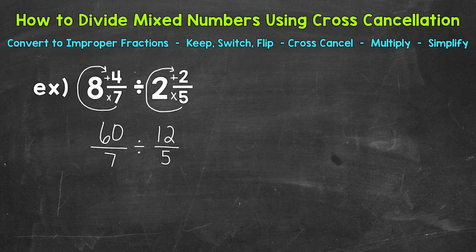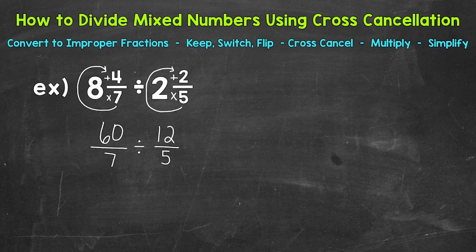One thing I do want to mention before moving forward, these improper fractions are equivalent to the mixed numbers. So 60/7 is equivalent to 8 and 4/7. 12/5 is equivalent to 2 and 2/5. So when we convert to improper fractions, we're not changing the value of the problem at all.